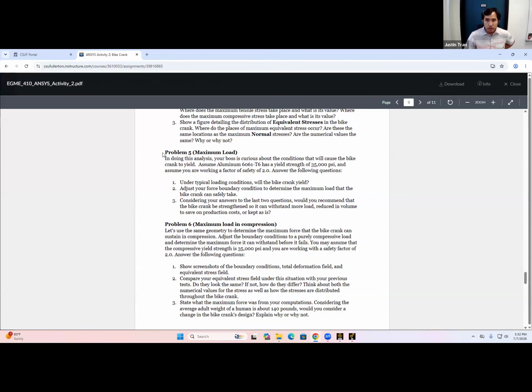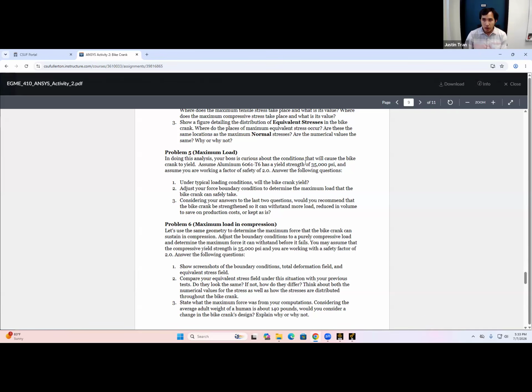So the first part that you're going to do on your own is going to be problem 5, which is the maximum load. The type of aluminum that we're using here has a yield strength of 35,000 psi. So that means that it can withstand an equivalent stress of 35,000 psi and not break. And so anything past 35,000 is going to fail.